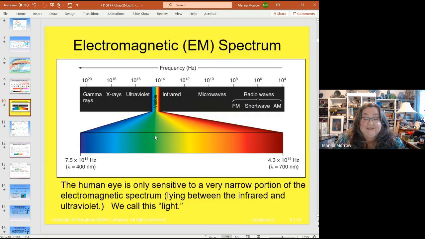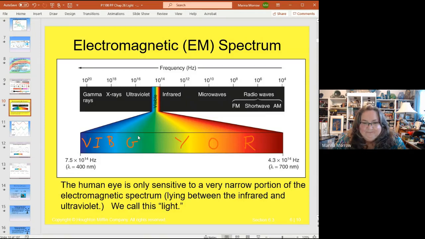Now, the visible range is just the parts that we can see. So our eyes can see from what Newton labeled as violet, okay, and indigo, which is a deep blue violet, and blue, and green, and yellow, and orange, and red. And notice how the spectrum is not broken up evenly. We've got violet, indigo, and blue all crammed together in this one little area here.